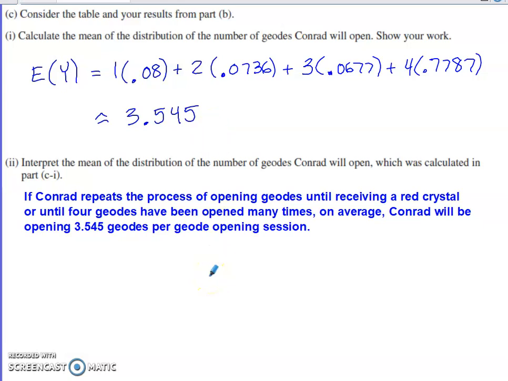Now we are asked to interpret the mean of this distribution that Conrad's going to have to open. And so when you're asked to interpret an expected value, you have to show that you recognize that this is what would happen if this process is repeated over and over and over again. So if Conrad daily repeats the process of opening geodes until receiving a red crystal or until 4 geodes have been opened many, many, many times, if he does that daily for years, on average, Conrad's going to be opening 3.545 geodes per geode opening session.